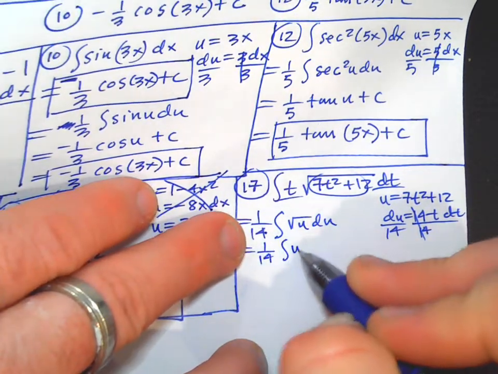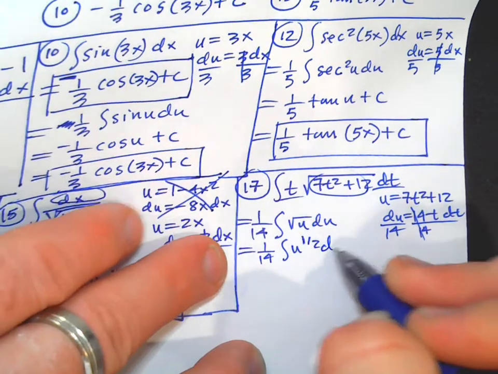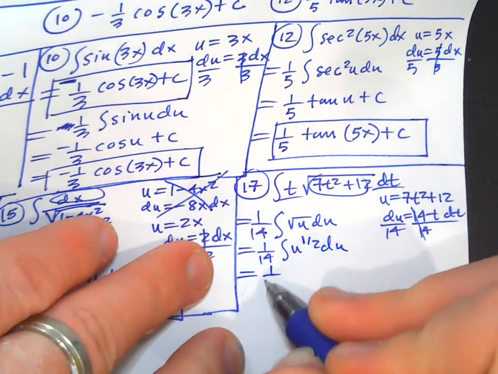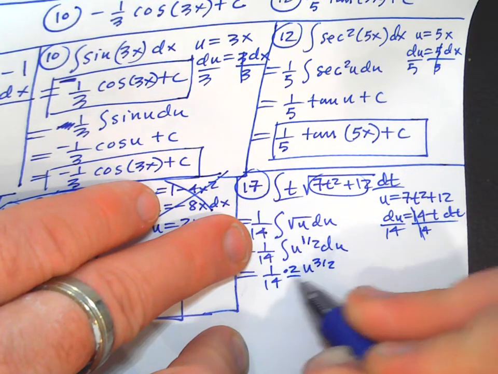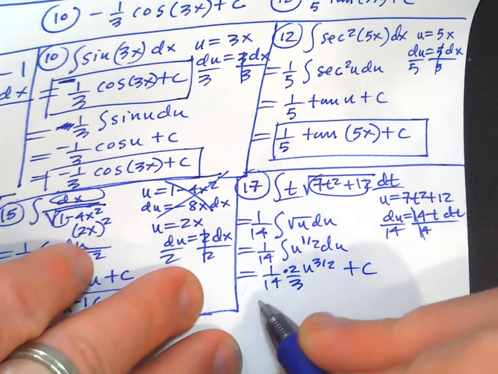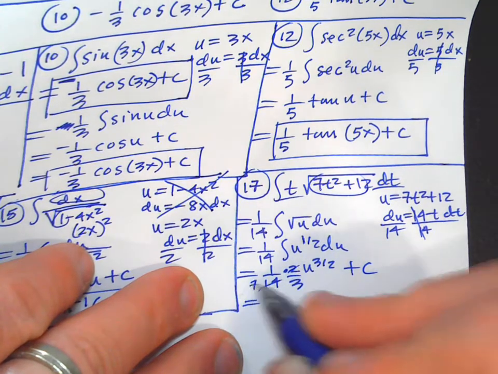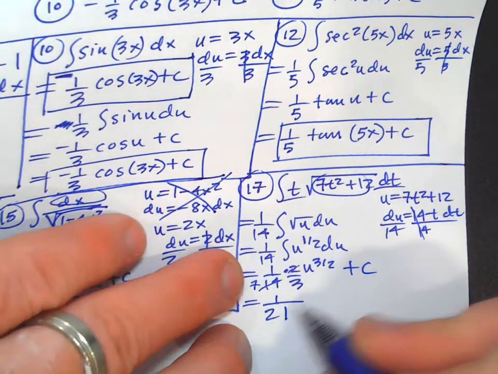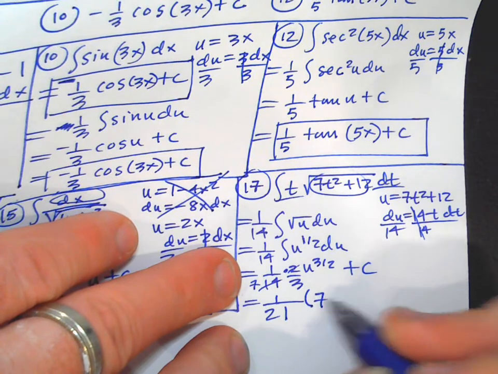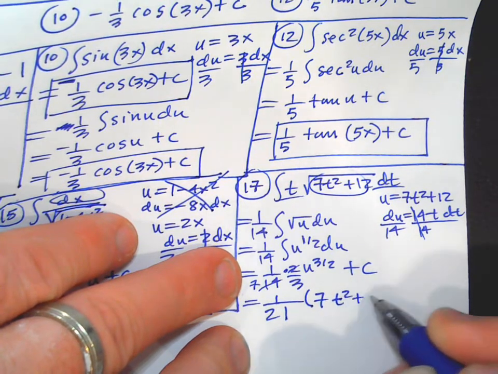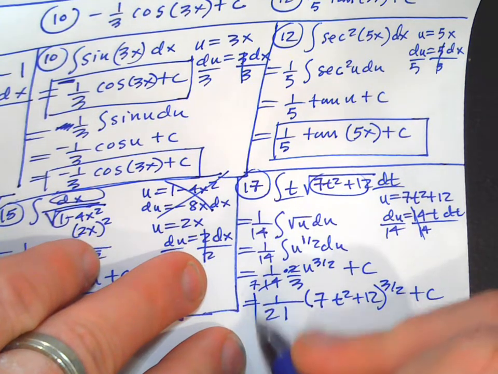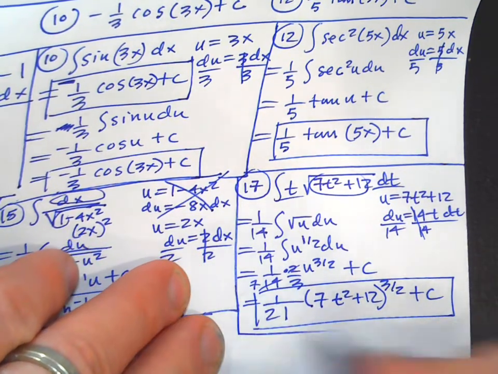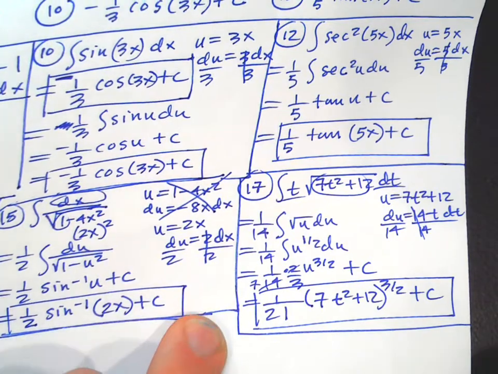which is u to the 1/2, which is the power rule. Bump it up 1, divide by the new exponent, and multiply by the reciprocal, plus c. Final answer, back in terms of t's, 7t squared plus 12 to the 3/2 power, plus c. There you go. Looks good.